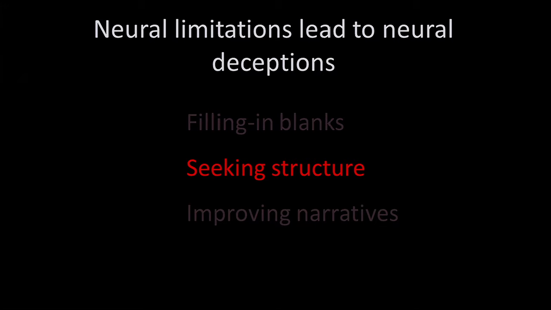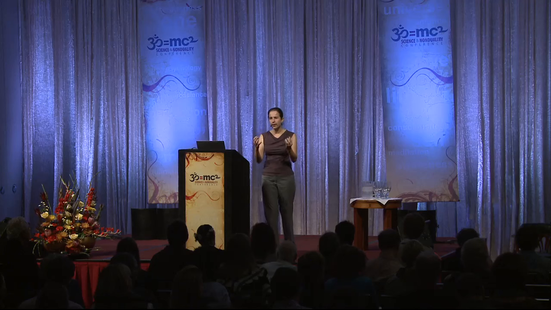Seeking structure. What do I mean by this? The brain will try to find regularity, will try to improve order, even when the information that we have around us is disorganized. For instance, here. This is an illusion created by Riorak and I. It's called the healing grid, because it's a grid that is going to heal itself. So you can see that the center of this grid is very regular. We have perfectly lined up intersections, but the outsides are all disorganized.